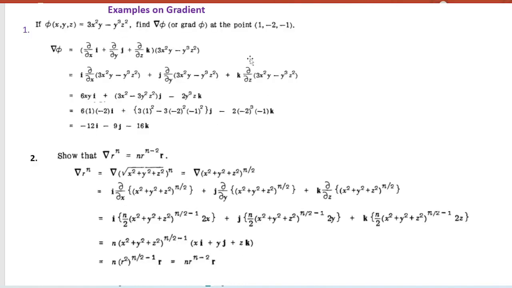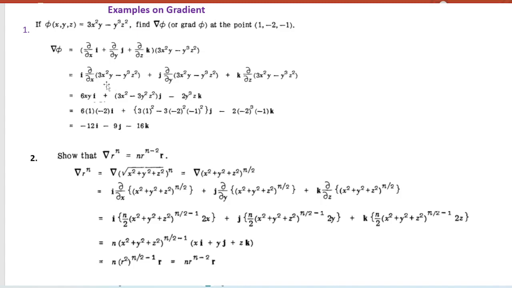Now we will see some examples on gradient, divergence, and curl. So gradient means you have to operate on the given scalar function phi with del. Suppose we have a function phi which depends on x, y, z, so it is in the Cartesian coordinate system. Phi equal to 3x square y minus y cube z square. Find the gradient of phi at the point 1, minus 2, minus 1. So del phi means we have to operate on this function with del. So del is del by del x i cap plus del by del y j cap plus del by del z k cap, acting on this function phi.